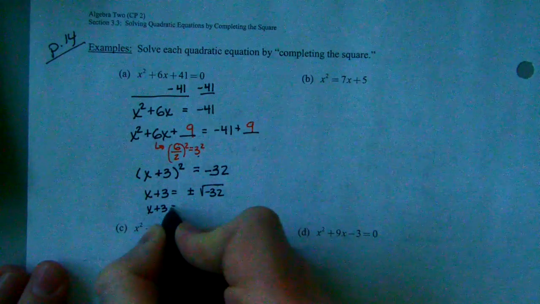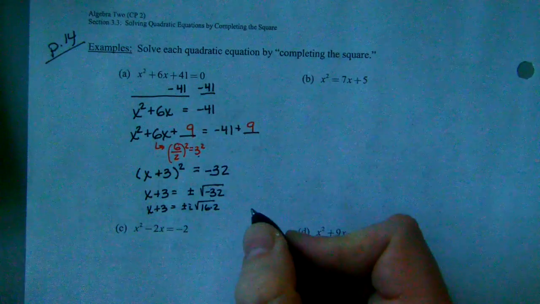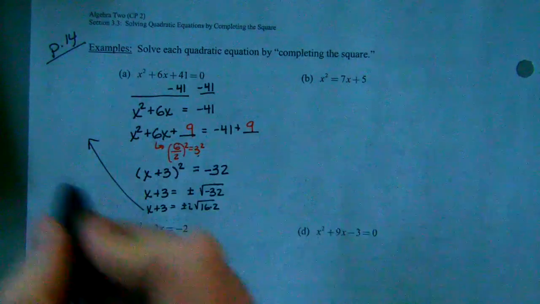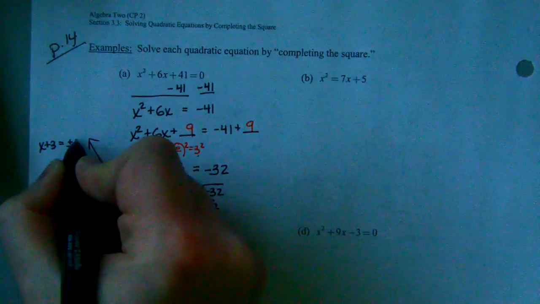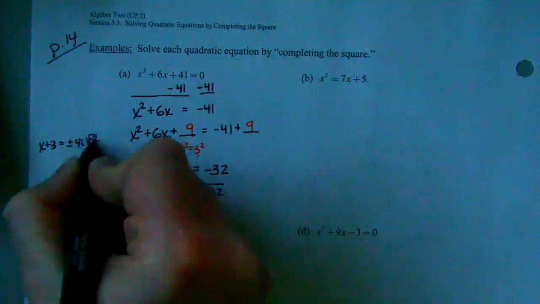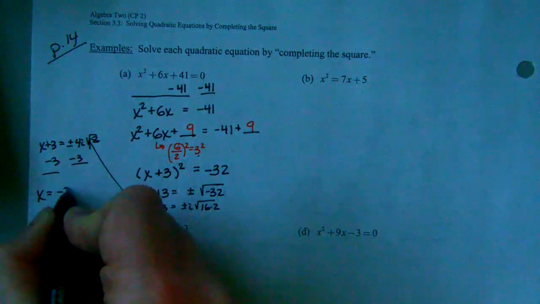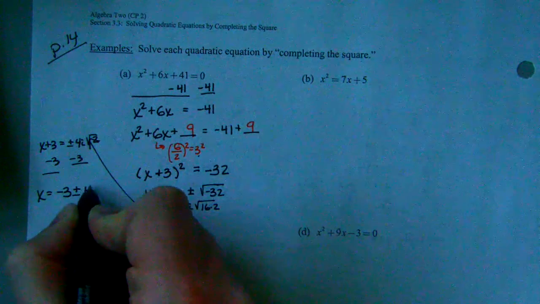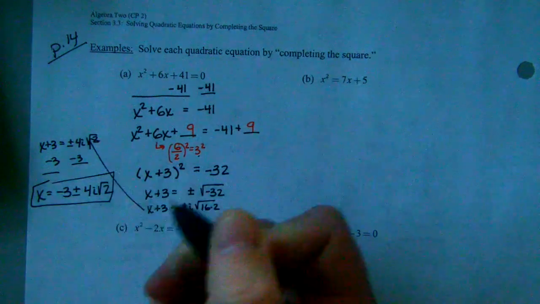x plus 3 equals plus or minus i root 16 times 2. Running out of space, I'm going to come over here. I'm going to get x plus 3 equals plus or minus 4i root 2. Minus 3, minus 3. Another complex number solution. Negative 3 plus or minus 4i root 2.